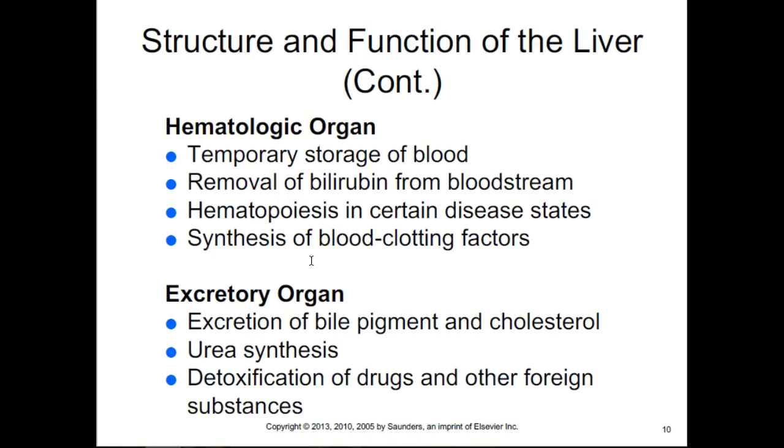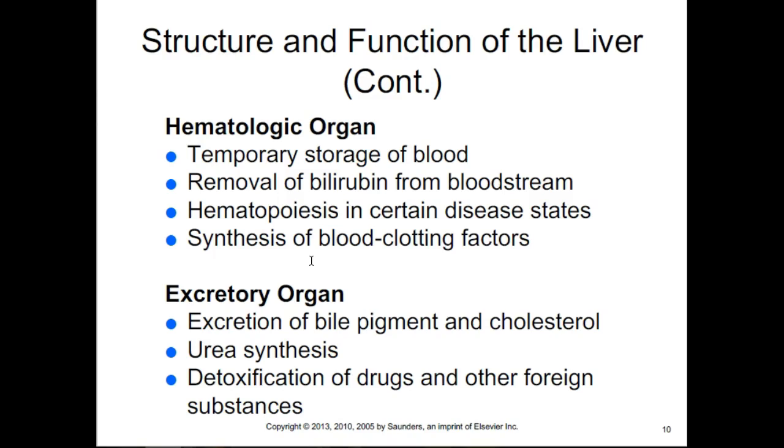It removes bilirubin from the bloodstream. So if the liver is having problems, then bilirubin is going to increase in your bloodstream, bilirubinemia, and you're going to get jaundice. Okay, so hematopoiesis in certain disease states is also going to happen, and you have blood clotting factors that it can also make. So as a hematologic organ, it's also very important.